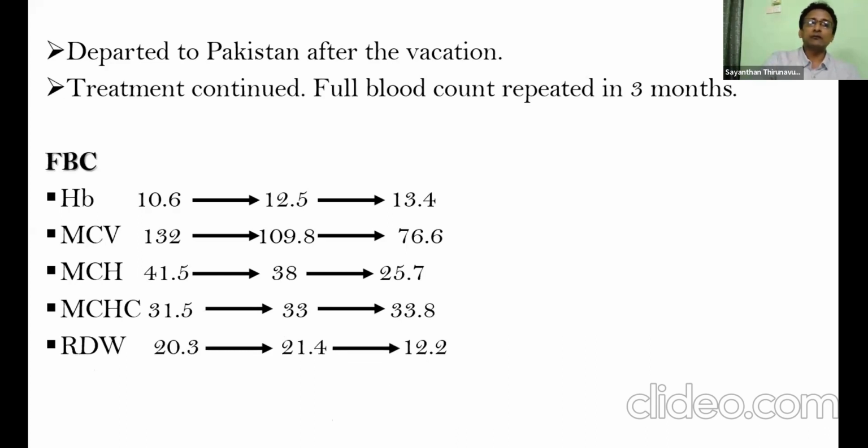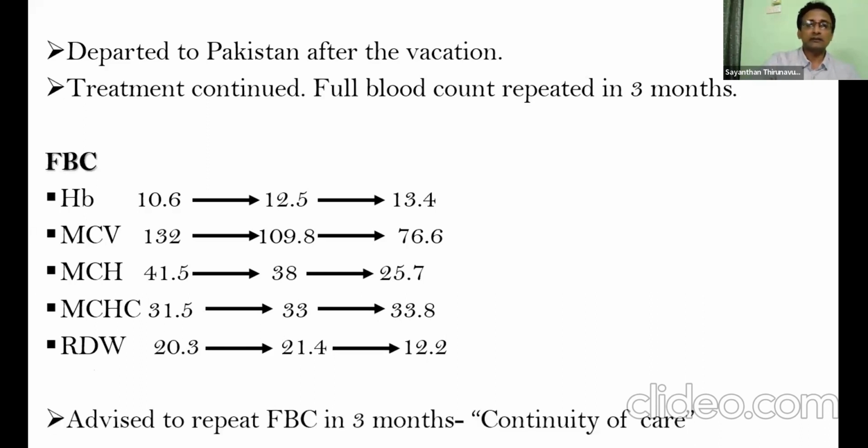That means there's no variable size of the RBCs in his blood. So I have advised him to do a full blood count in 3 months' time. That is, again, a principle of family medicine or general practice: continuity of care.